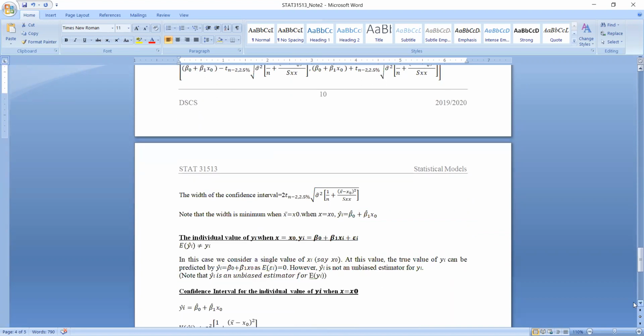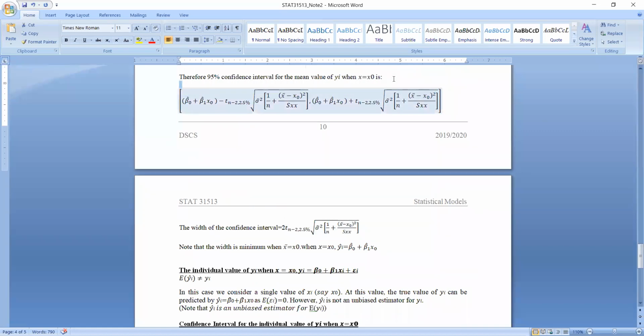And in this case, if you take the width of this confidence interval, the width is given by the difference between these two values. So the width is given by this equation. This is the variance term multiplied by the table value of the t distribution, right?